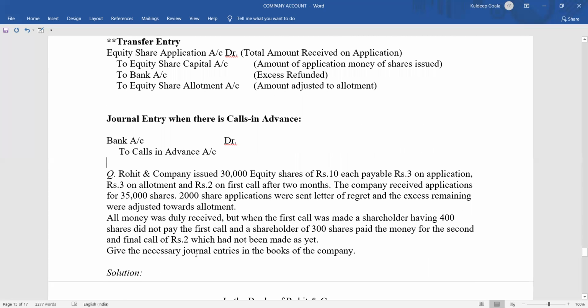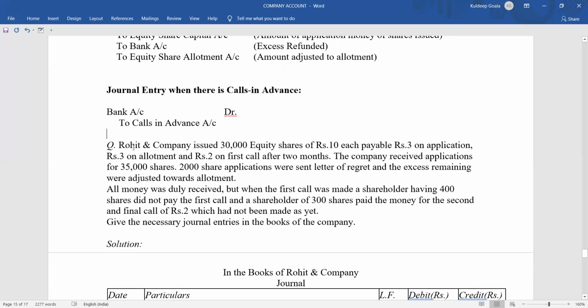Here is a question. Rohit and company issued 30,000 equity shares of ₹10 each, payable ₹3 on application, 3 रुपए application का हो गया, ₹3 on allotment, 3 रुपए allotment में हो गया, ₹2 on the first call after 2 months. Okay, 2 महीने के बाद ₹2 on the first call. Final call के बारे में कुछ नहीं बताया. No problem, we can find it out because if the amount is ₹10 per share, and ₹3 is coming on application and ₹3 on allotment, so कितना हुआ 6, and ₹2 on first call, कितना हुआ 8.